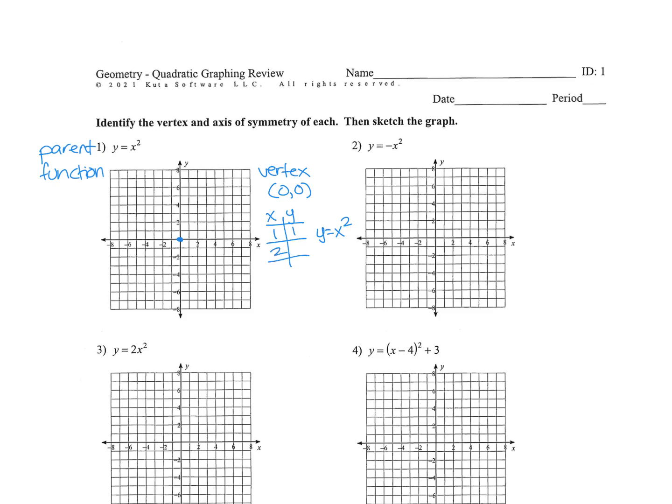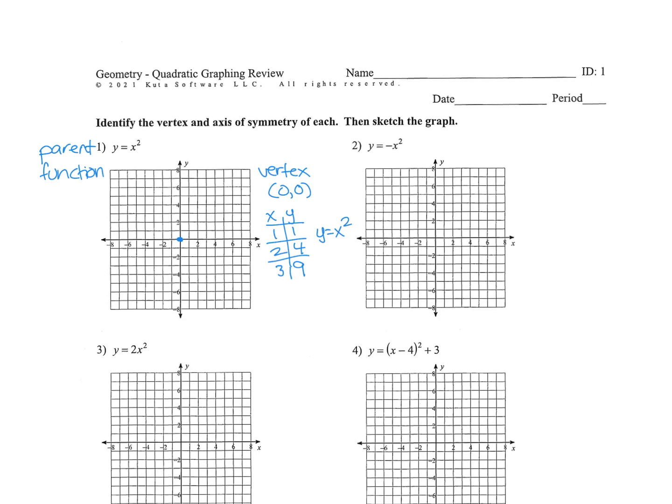When I plug a 2 in for x, 2 squared would be 4. So my y value would be 4. Let's just do 3. So when I plug a 3 in, 3 squared would be 9. This is what we call quadratic movement. And we use that to help graph our parabola.